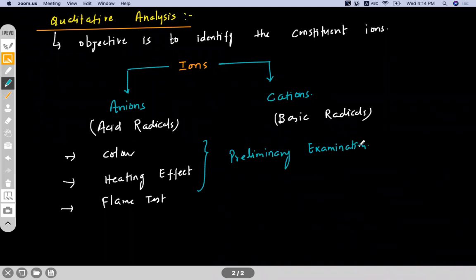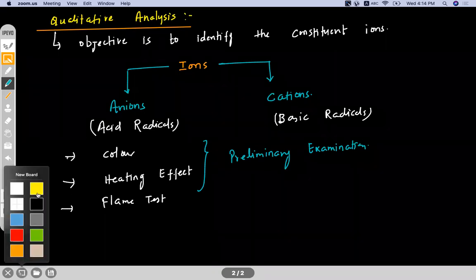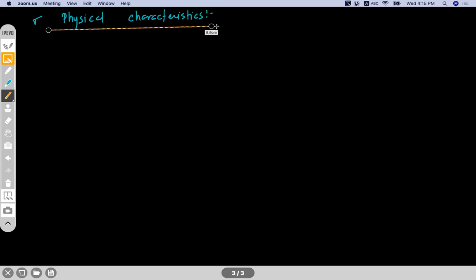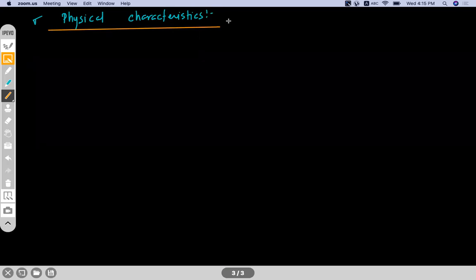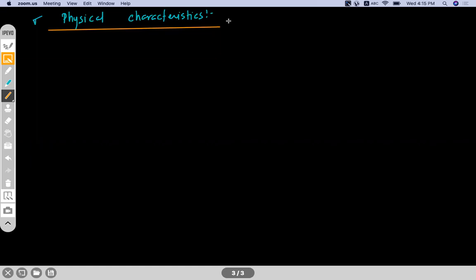Okay, copy this down first. Heading: physical characteristics. So what are the physical characteristics?